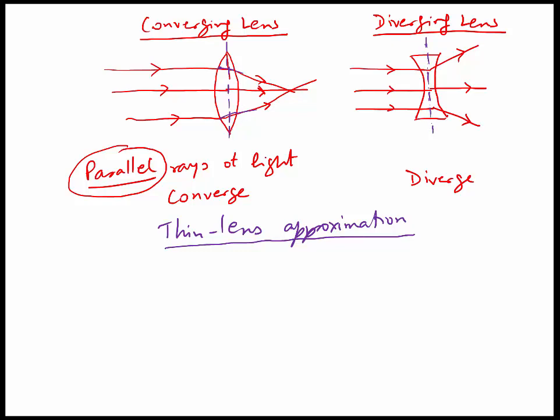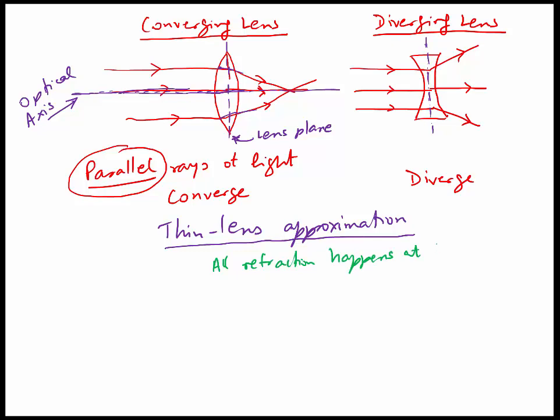As we go, let me introduce some terminology. This plane at which we take all the refraction happening is called the lens plane. And generally we have a center line through the center of the lens that's horizontal. That is called the optical axis. So let me capture that here. According to the thin lens approximation, all refraction happens at the lens plane, and that includes the effect of the two refractions in real life.